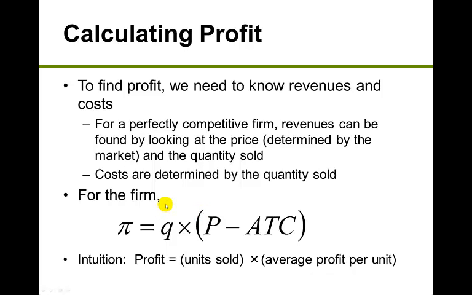So you could think about that rectangle in the sense of this equation right here. The length of that rectangle is the quantity, so that's my units sold, and the width of the rectangle is my average profit per unit. Multiply those two things together, and that gets me my total profit or my total loss.